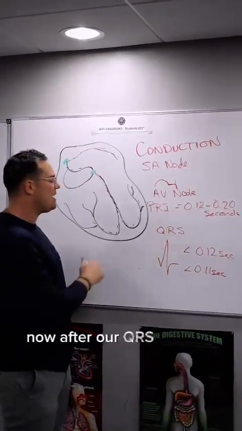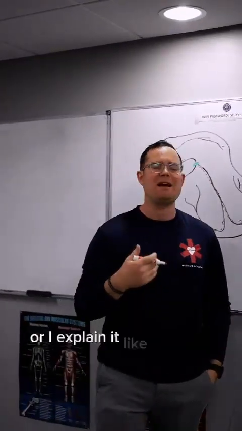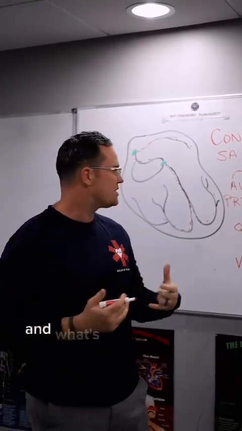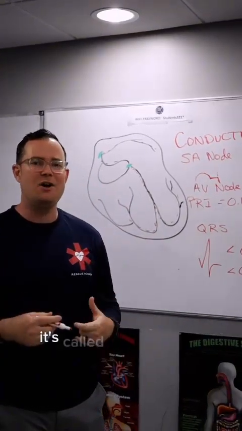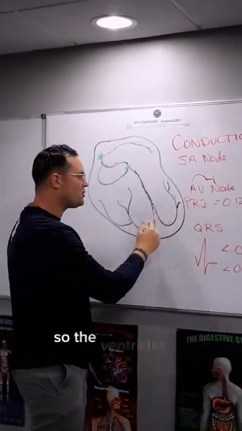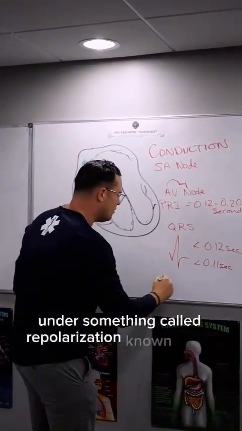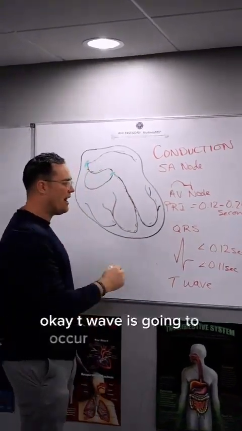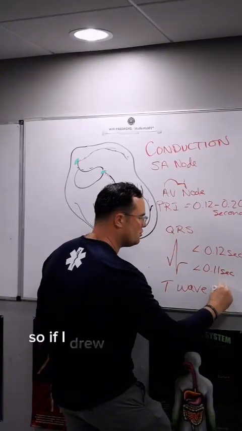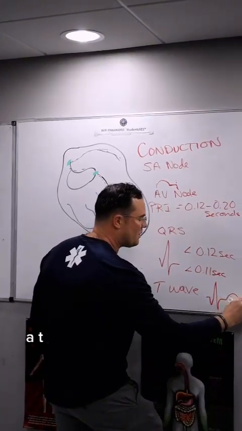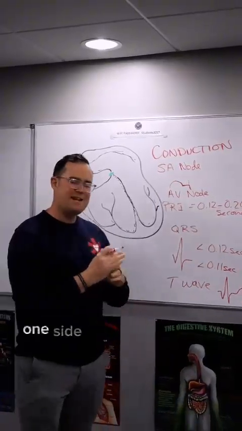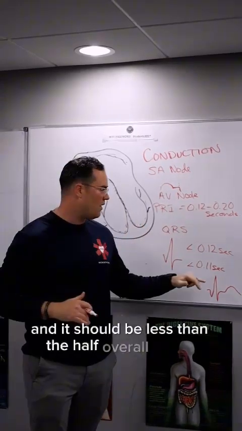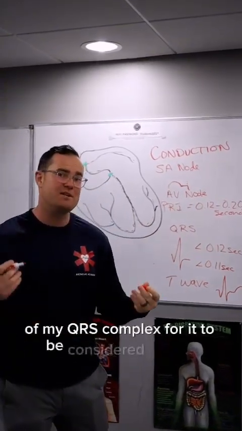Now, after our QRS complex, I always try to think of it, or I explain it like a battery. How do batteries work once they empty their charge? Well, they have to recharge. And what's the recharge on your heart's batteries? It's called repolarization. So the ventricles go under something called repolarization, known as a T wave. T wave is going to occur after that QRS complex. So if I drew a QRS complex, a T wave is non-symmetrical. One side is always a little bit differently shaped than the other side, and it should be less than half the overall height of my QRS complex for it to be considered normal.